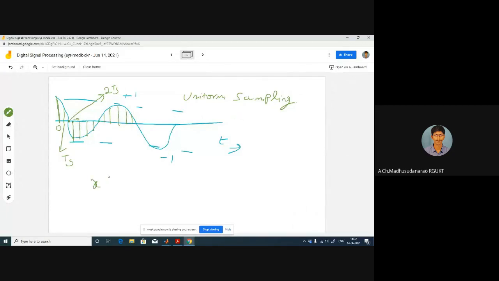What I am doing here is sampling this at every nTs, where n is an integer.